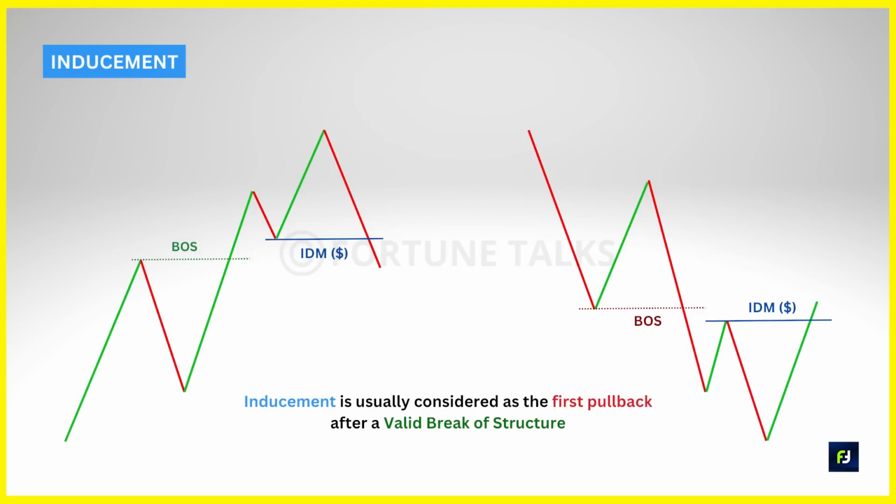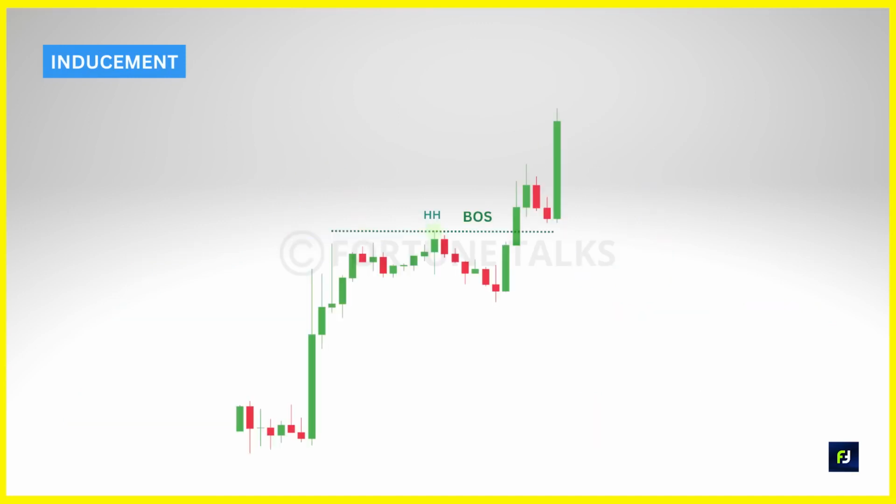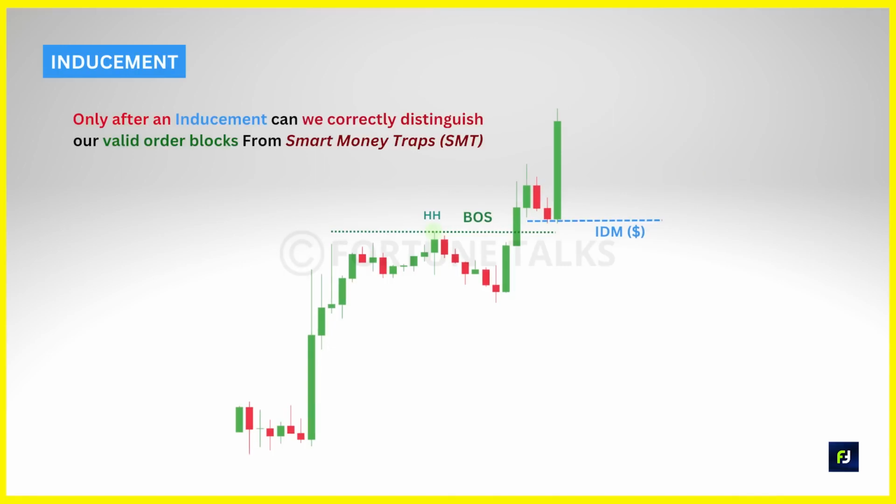The pullback can be a minor one. If you observe in this figure, then the first pullback after the bullish breakout structure is marked using a line with a dollar sign. It is essential for price to take out this inducement. Only then can we identify our valid order blocks from the smart money traps.